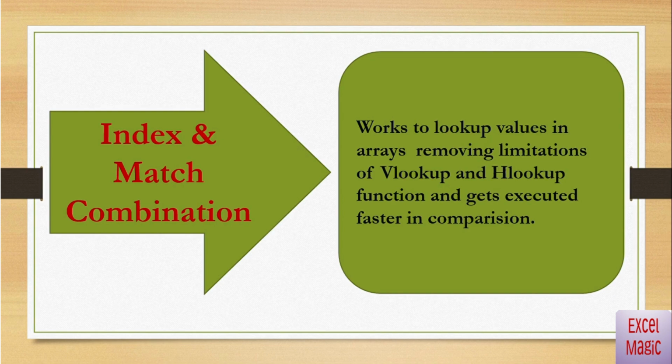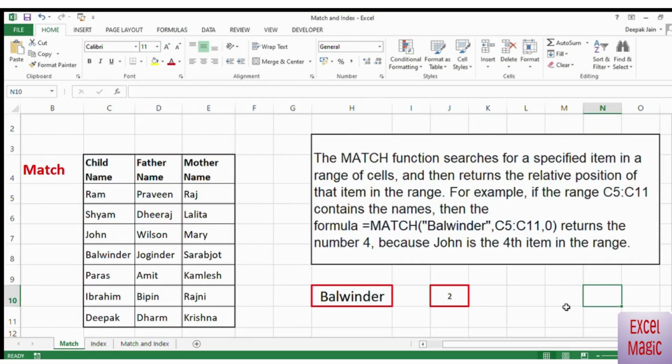So let's begin with the MATCH function. The MATCH function basically returns the position of a specific content in its row or in its column. Suppose we want to know the row number of Balwinder in its column. This is the column wherein Balwinder is there. So this is how the syntax goes: MATCH, within inverted commas "Balwinder", then comma, array, and 0 because we want to have the exact match. So it will return the number 4 because it is at the fourth position.